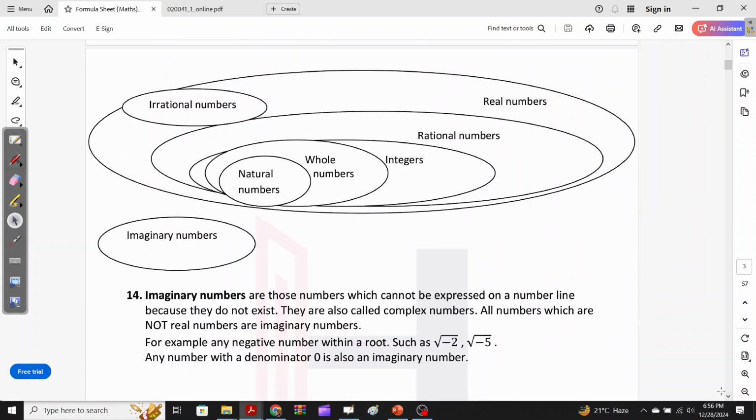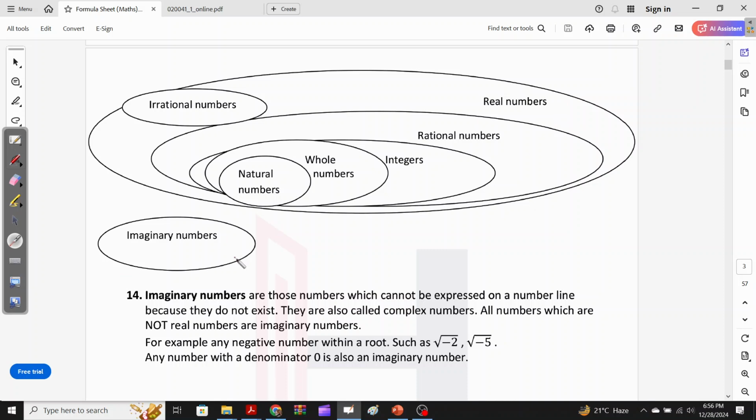If you look at this figure, you have basically seen this as your real numbers. And within the envelope of real numbers, we have irrational, rational, integers, whole numbers, natural numbers. All those things basically come under the domain of real numbers. So this is how you define real numbers.